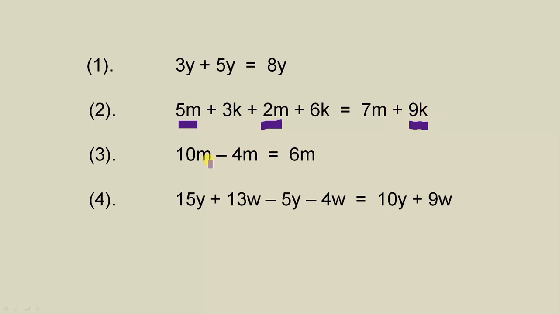In a similar manner with subtraction, 10m take away 4m is 6m. And here we have 15y take away 5y, that gives you 10y. And 13w take away 4w gives you 9w. So they're just 4 simple examples of how you can add and subtract like terms.